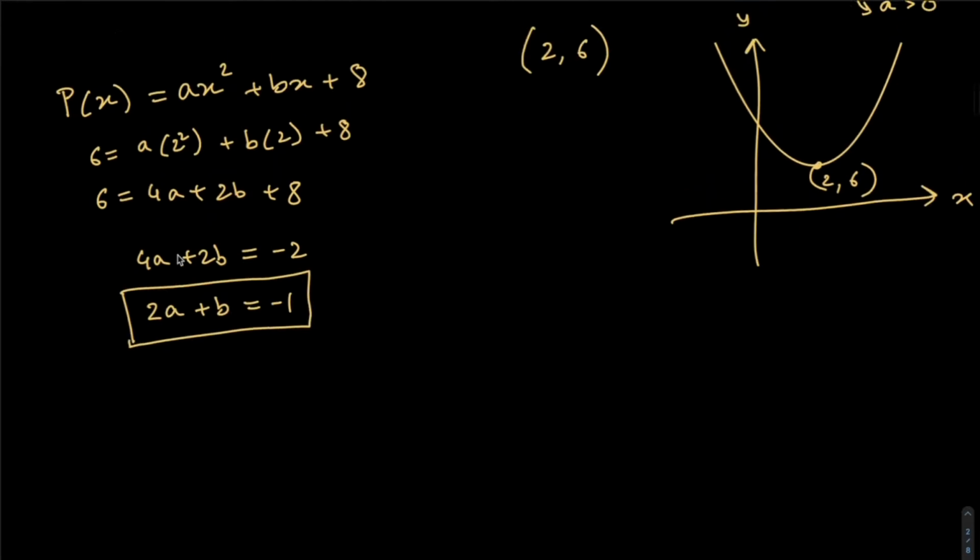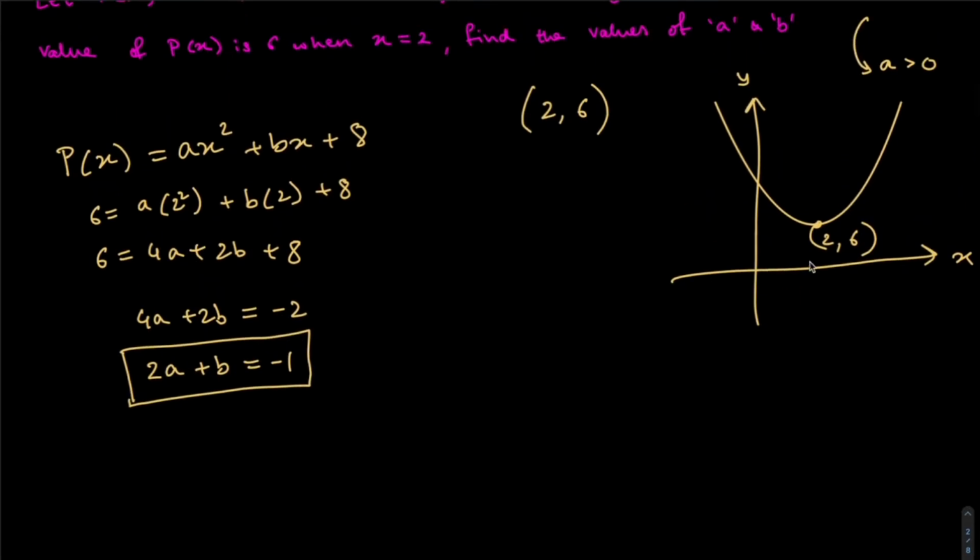Now we have one more relation. We know that the lowest point, x, is equal to minus b by 2a. That is the lowest point. And the minimum value is minus d by 4a, which is equal to 6. So here x is equal to 2, and y is equal to 6.